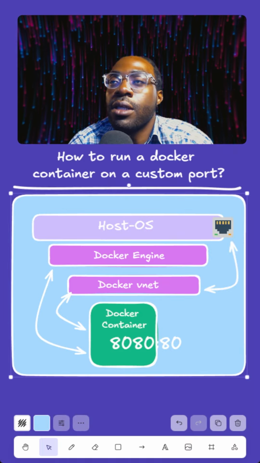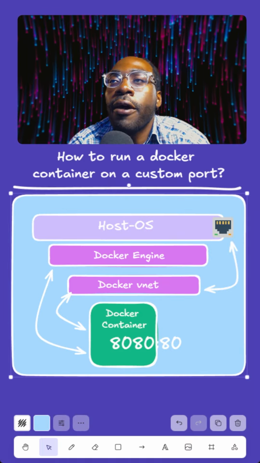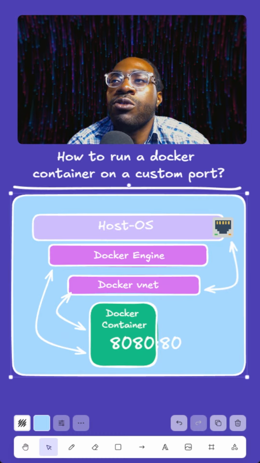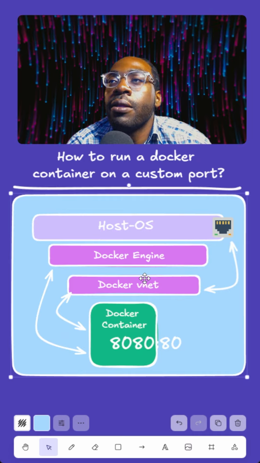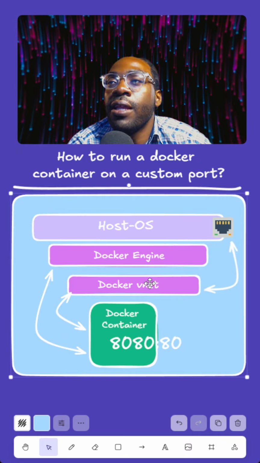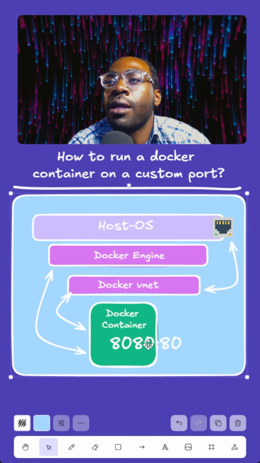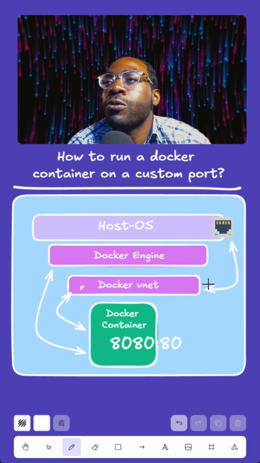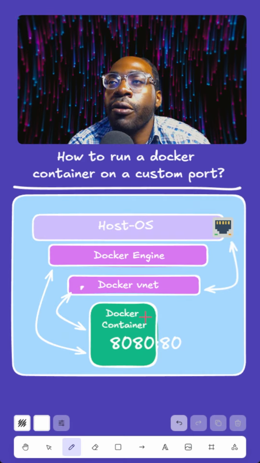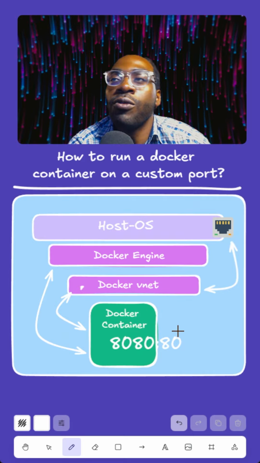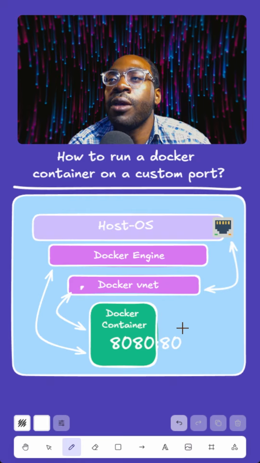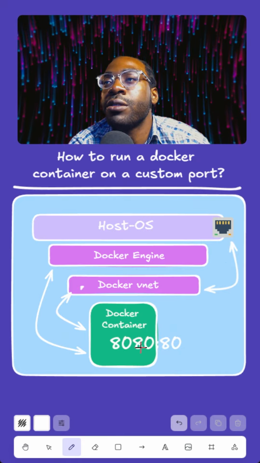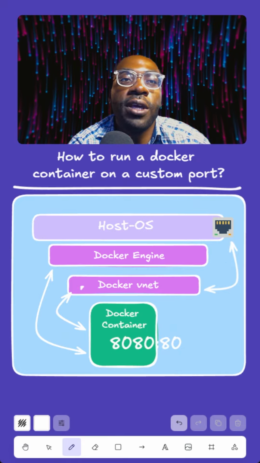If you pay attention to this diagram, you'll notice that the Docker container is not connected directly to our host OS. In fact, our host OS has a Docker VNet that is created by the Docker engine, and the container talks through the Docker VNet right here to our host OS. So if we want our Docker container to speak externally with other resources, we have to set up the equivalent of a NAT between the Docker VNet and our host OS. We can do that with the -p flag.